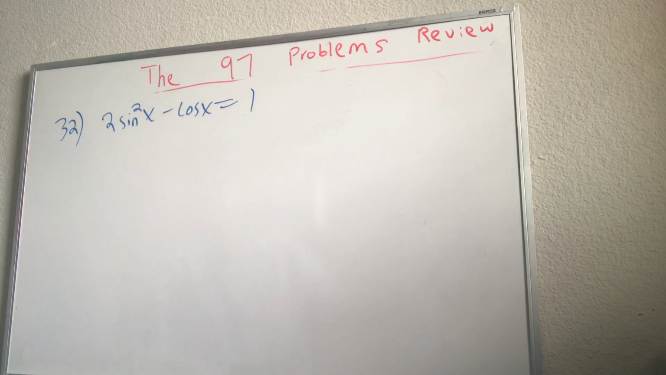Here we have question number 32. Again, it's a good question because we see sine effects and cosine effects. So let's think about our Pythagorean identity here that deals with trigonometry. It states that cosine squared of x plus sine squared of x is equal to 1.